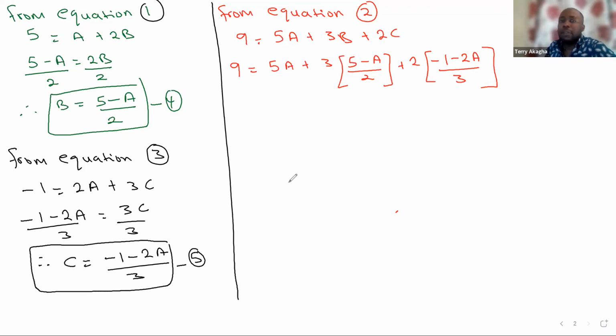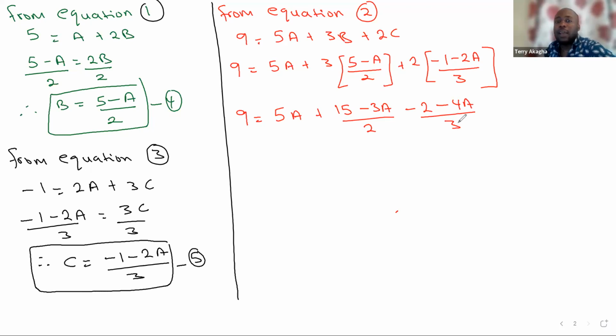So I'm going to open the bracket. The first thing I do is 9 is equal to 5a plus 3 times 5, which gives me 15 minus 3a divided by 2. Then you open the bracket: 2 times minus 1 will give me minus 2, and 2 times minus 2a will give you minus 4a, all over 3.